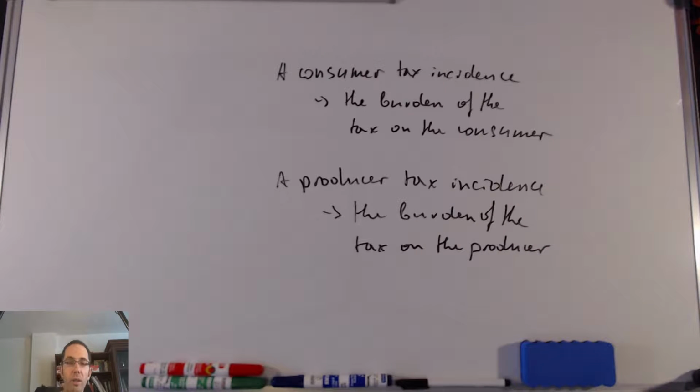Now, these burdens do not need to be shared evenly. Sometimes the consumers will pay a bigger proportion of the tax, and in other times it will be the producers who will do so. So let's have a look at a graphical example. We'll use a diagram and then we'll be able to talk more about this.